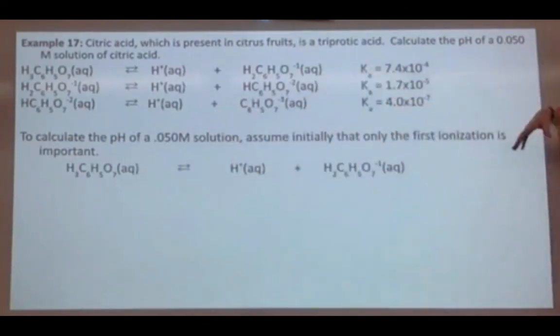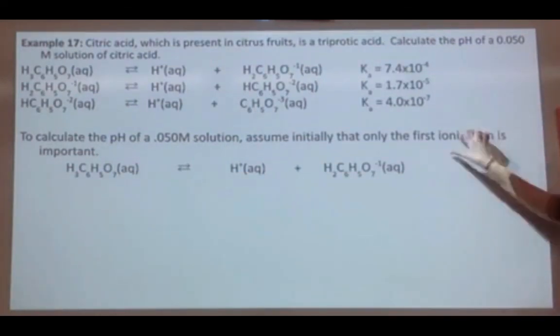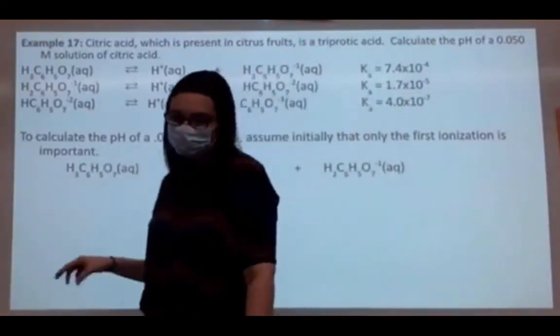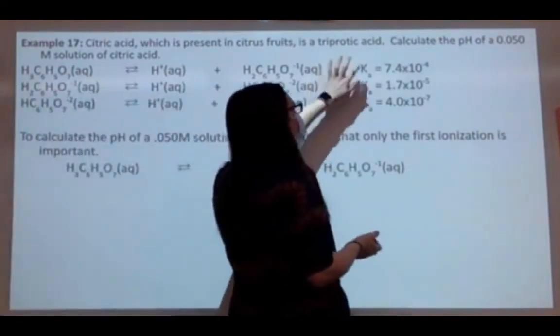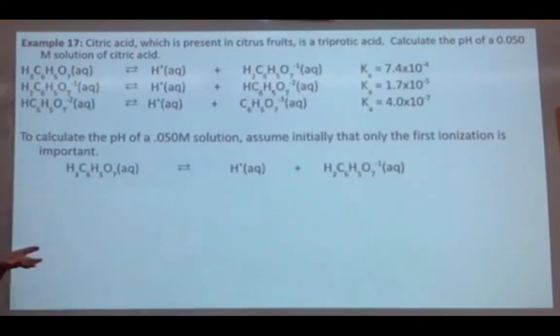When we have a polyprotic acid, whether it's diprotic or triprotic, we typically just assume that the first ionization is the most important. And you have this statement already written in your notes. It says to calculate the pH, assume initially that only the first ionization is important. Typically, the first Ka is the largest Ka. That's the one that's most likely to occur. So we're only going to focus on the first Ka, the first ionization, the first H plus being removed.